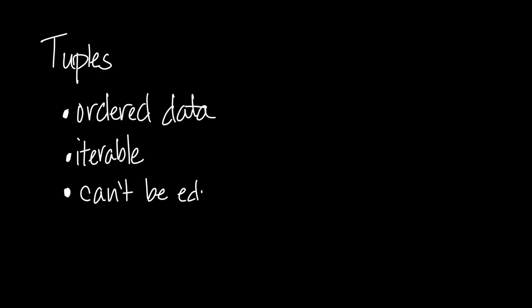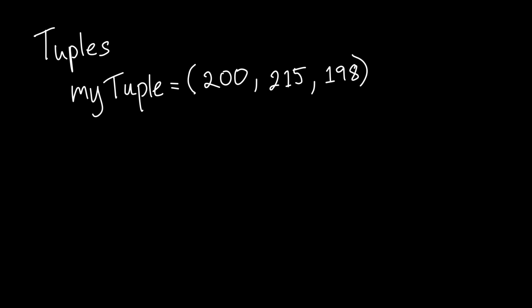Tuples are ordered data in Python. Like arrays, they're iterable, but they can't be edited. Under the hood, they're probably more like arrays than they are like lists. If you want to make a tuple, you do it the same way as you would a list, but you put regular round parentheses instead of square brackets. And you never start from an empty tuple and build it up. You have to type the whole thing in at once.